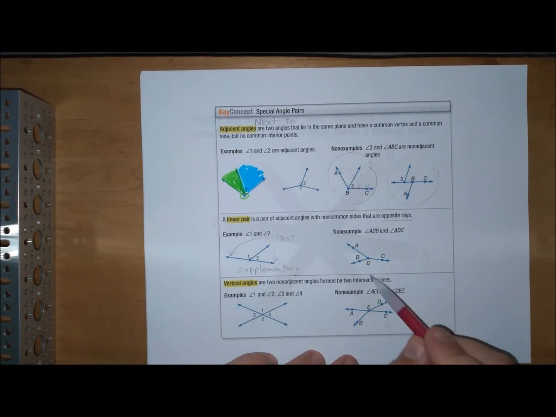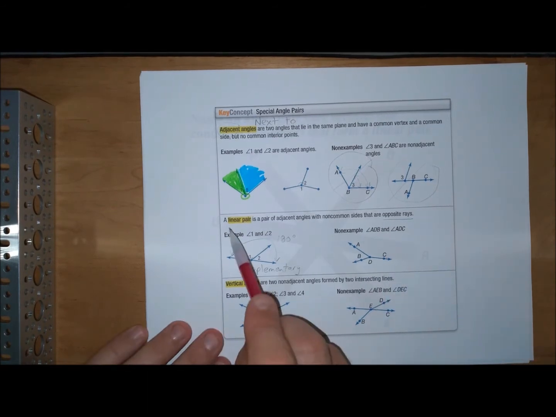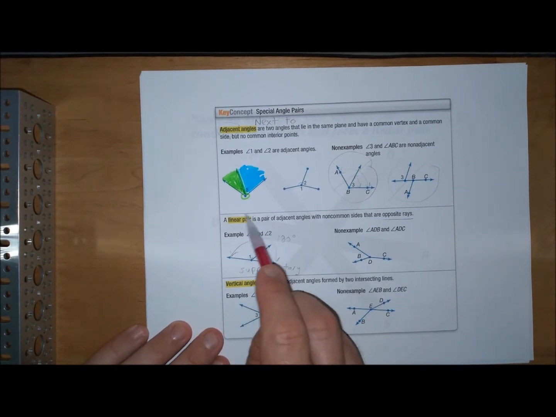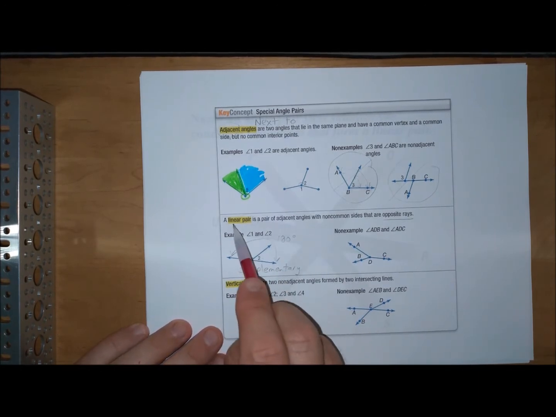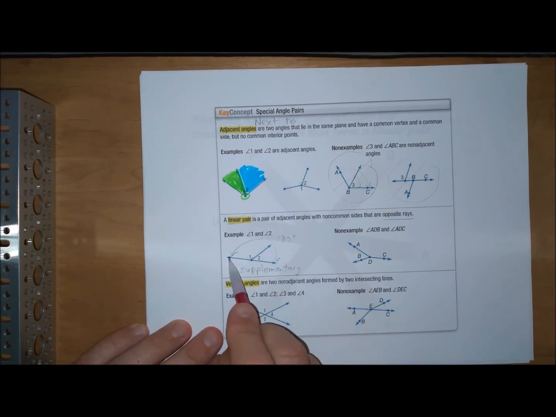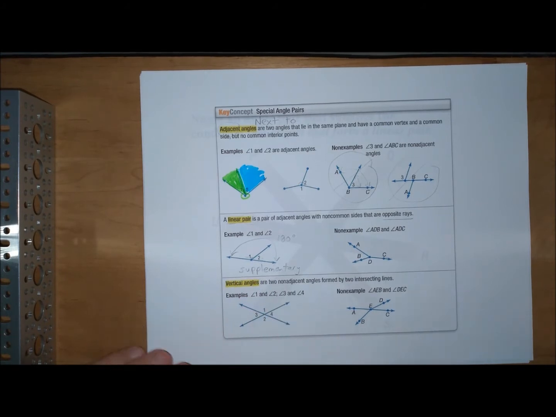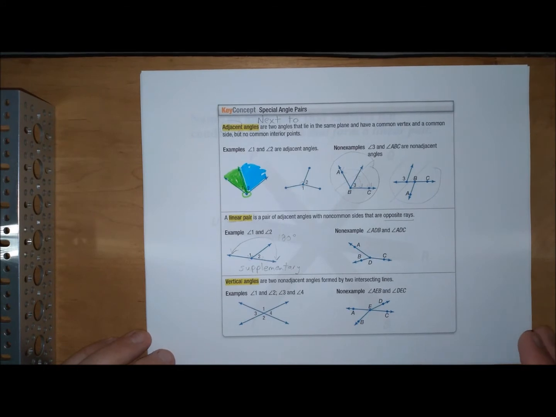Here's a non-example. This is not a linear pair because you can see ADB and ADC. These non-common sides are not opposite rays. They do not form a straight line. By the way, the term linear pair, of course, implies we have two of something. We do indeed have a pair of angles. And the term linear, line, implying a line, which means basically when you put them together, their non-common sides form a line. It's another good way to remember that term, linear pair.